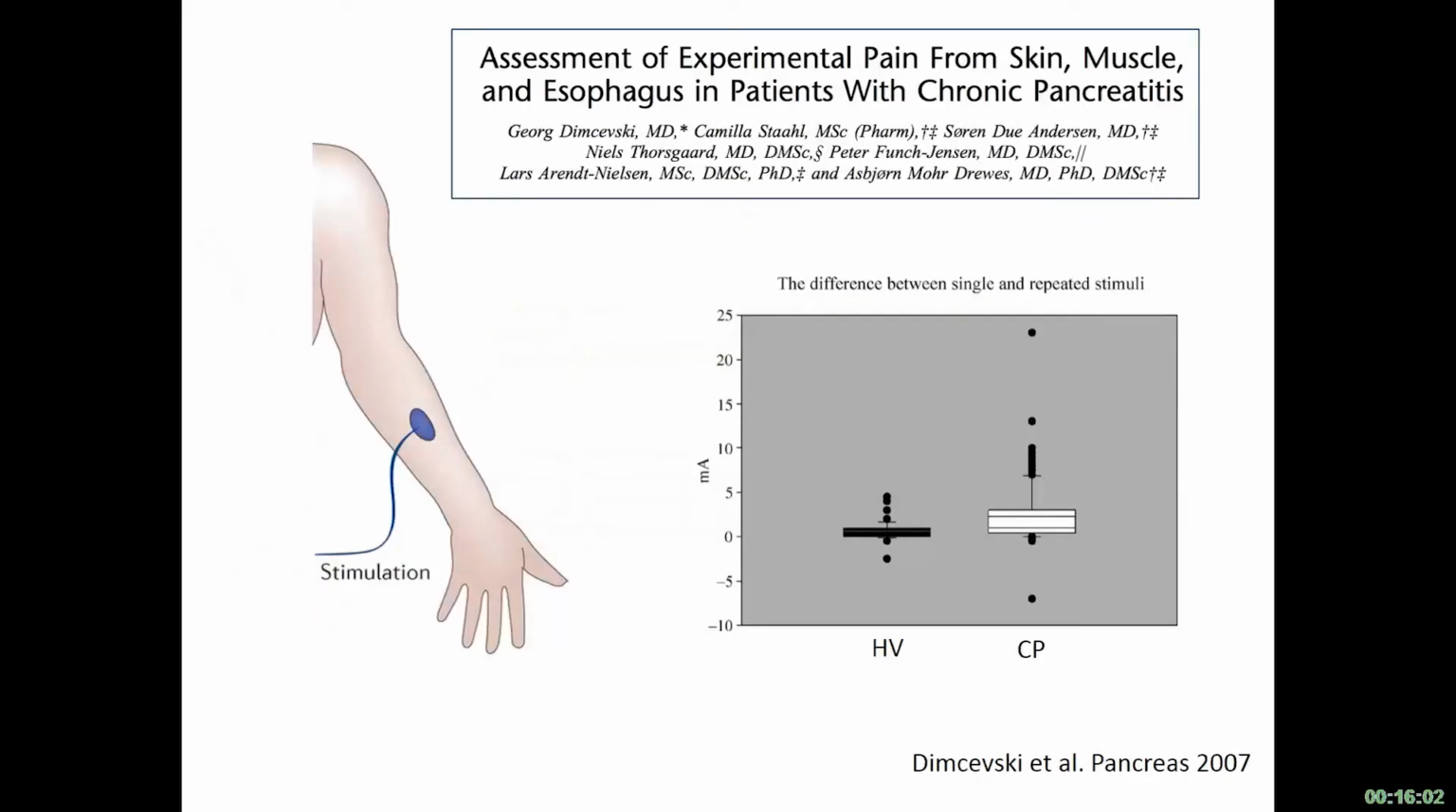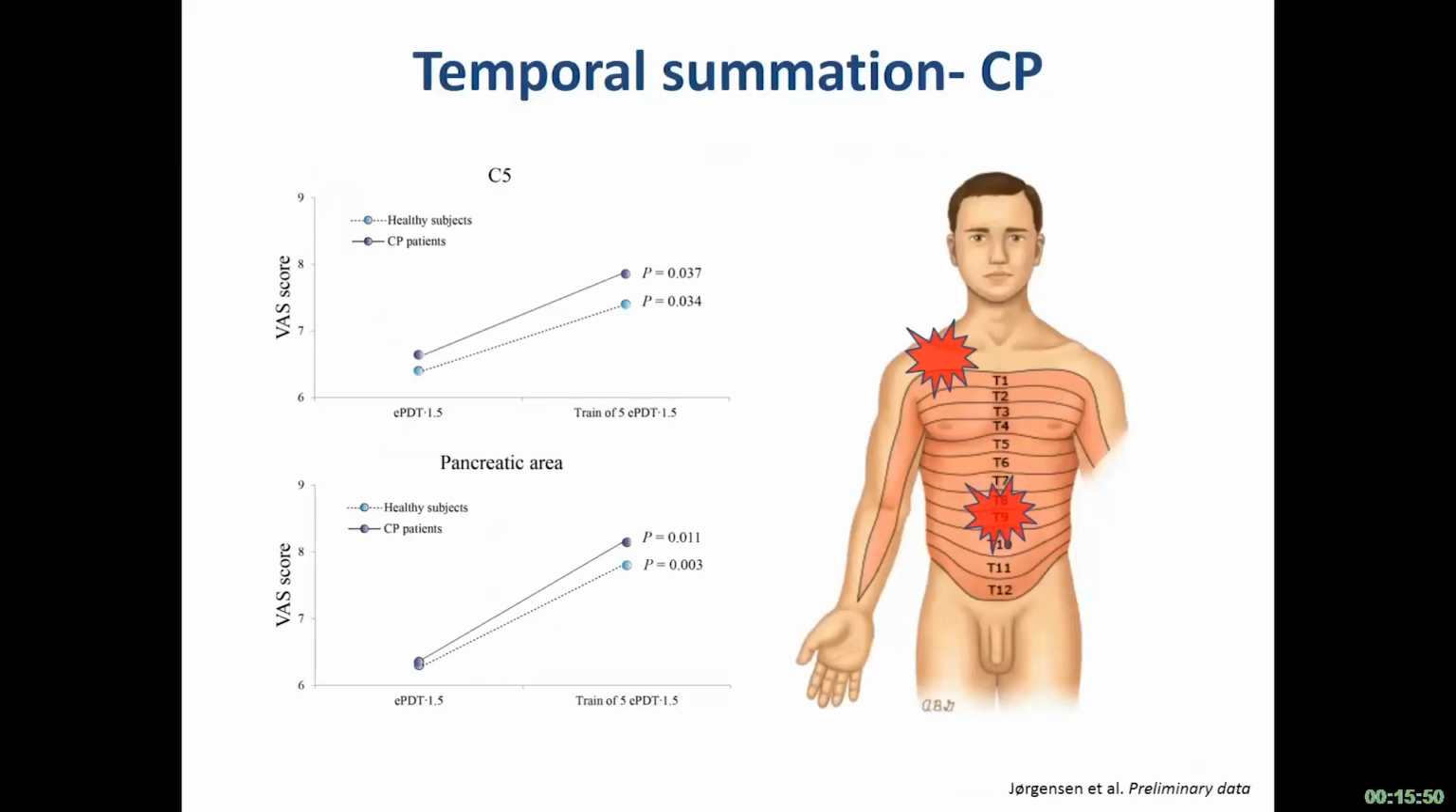Using these paradigms, we have shown nearly 10 years ago, Georg Dimcevski, that there is an increased temporal summation in chronic pancreatitis patients, and recently we have reproduced these findings using the same stimulation paradigm, but stimulating both a control area and the pancreatic area, and again we see exactly the same. So it seems that this could also be a useful method in the clinic to look into central sensitization.